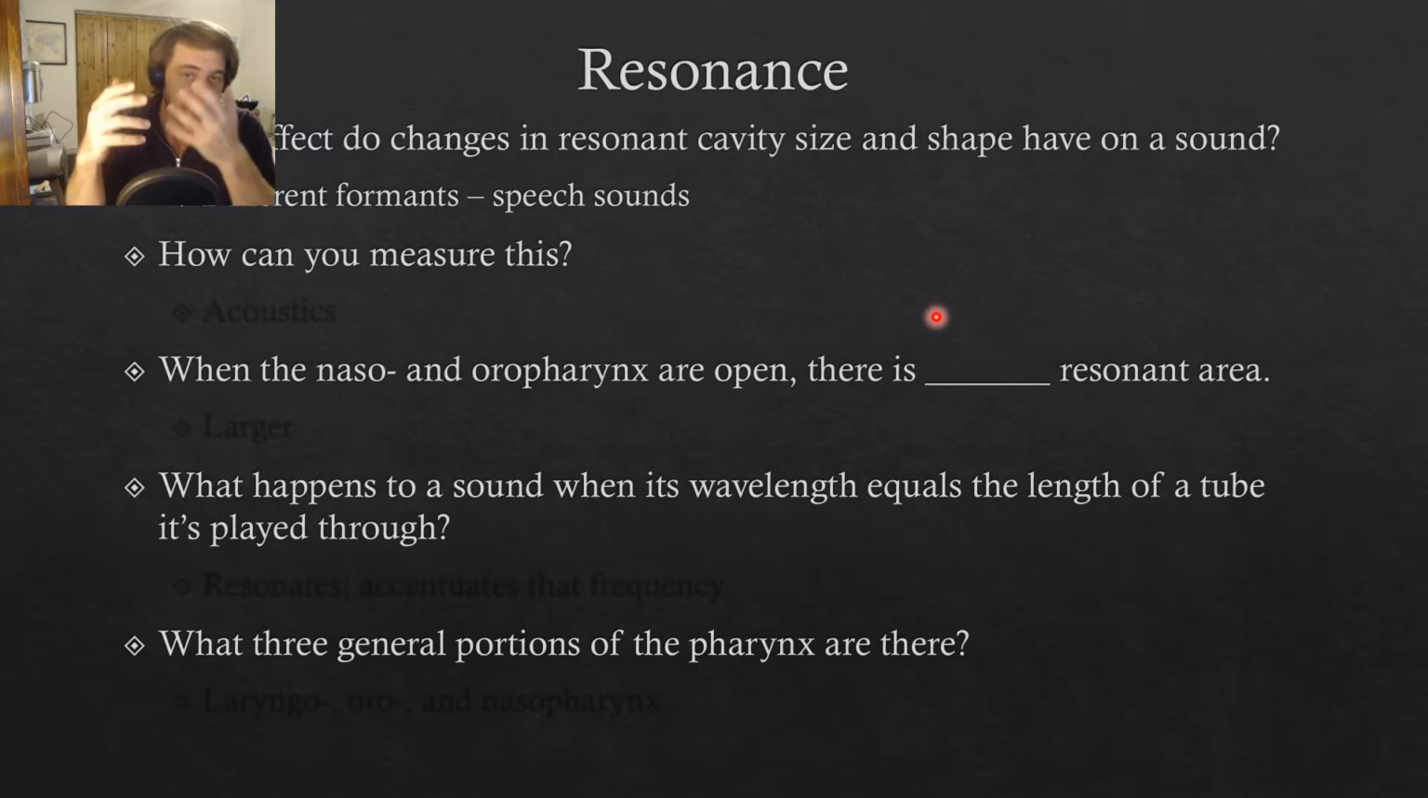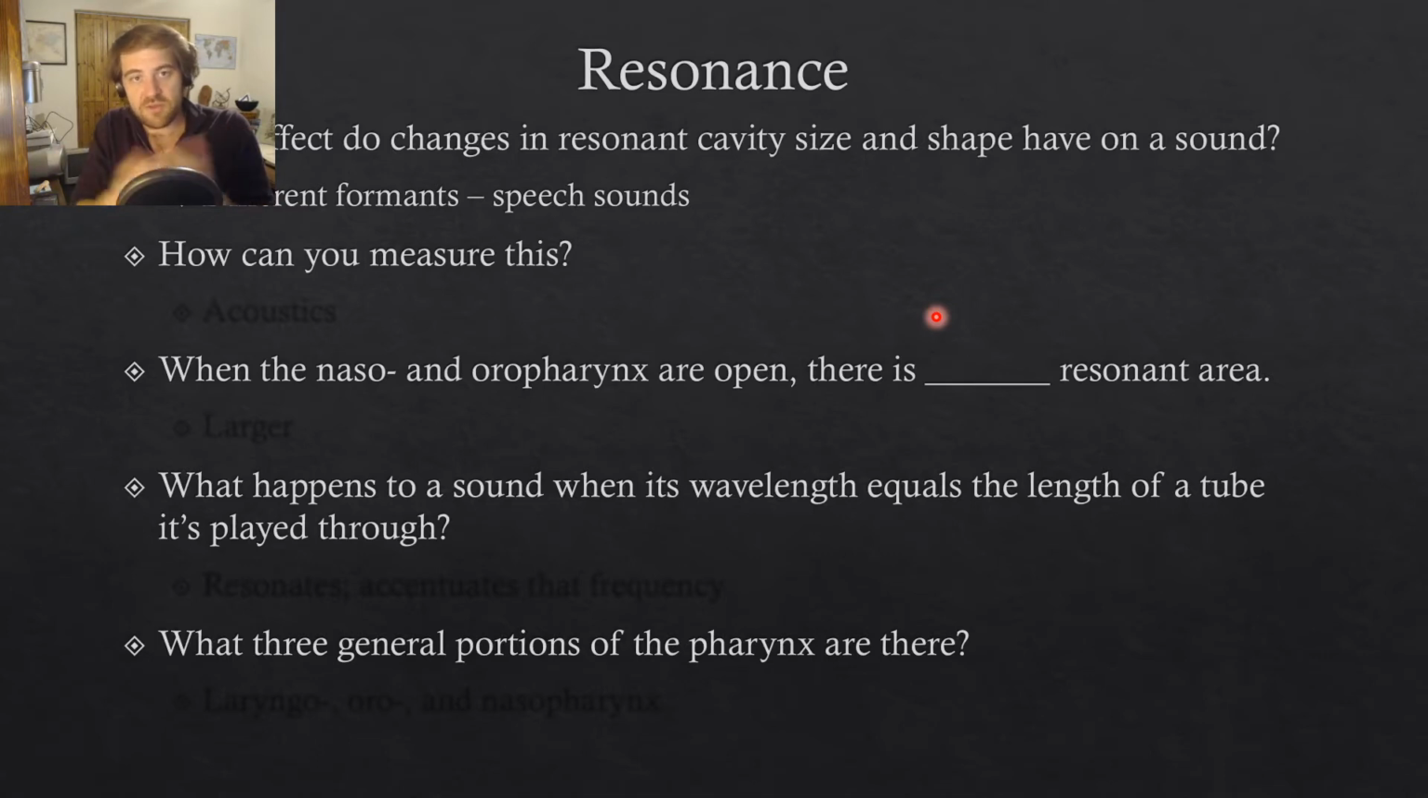So the pharynx will be either larger or smaller, shorter or longer. The tongue will be in a different position for all these different formants, different speech sounds. The formants are what you see with the acoustics, stripes of energy, essentially at different harmonics. And then speech sounds is just what we perceive.